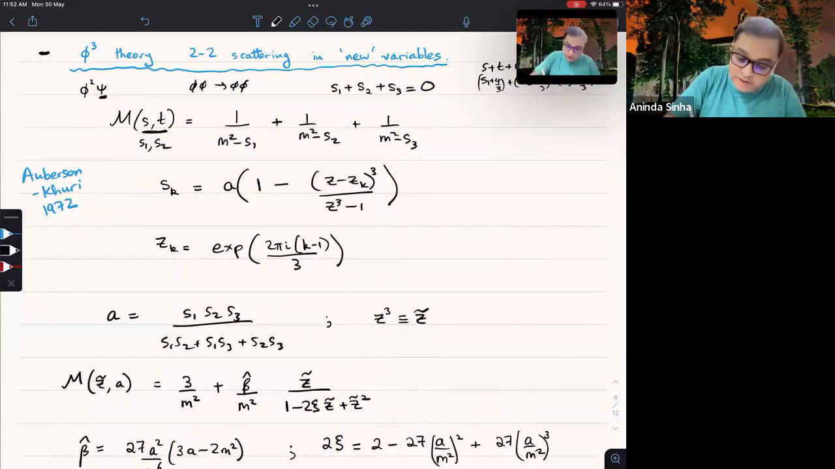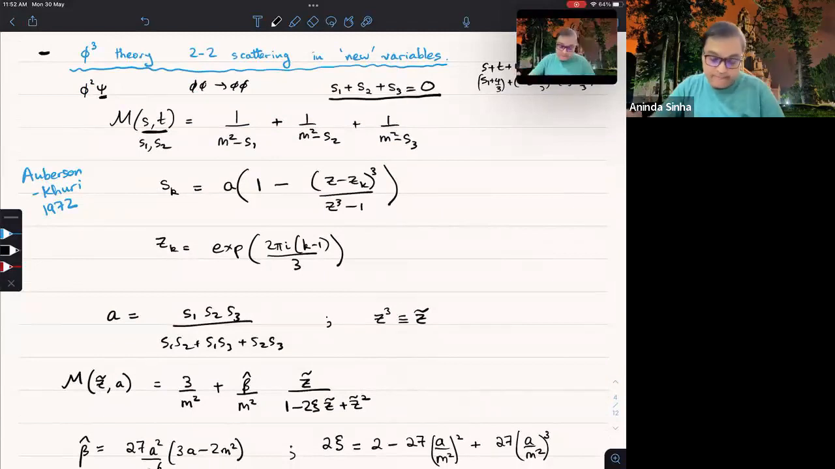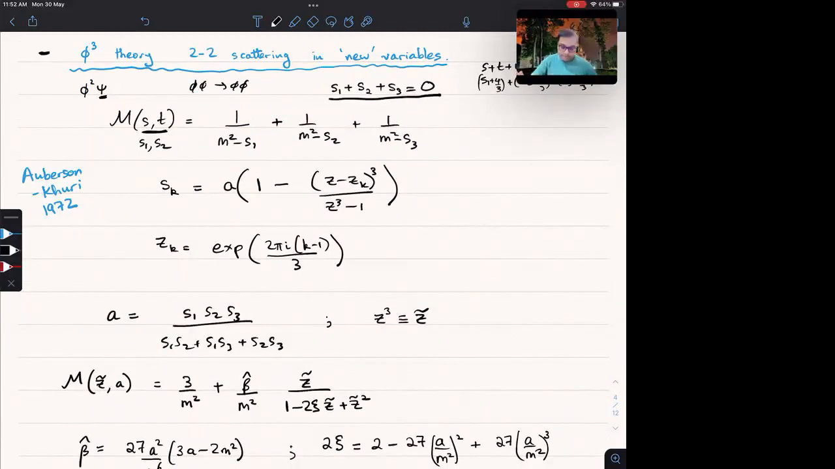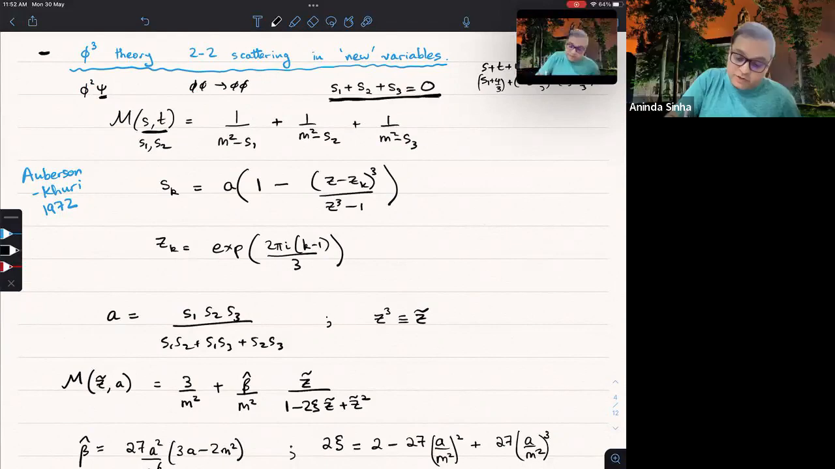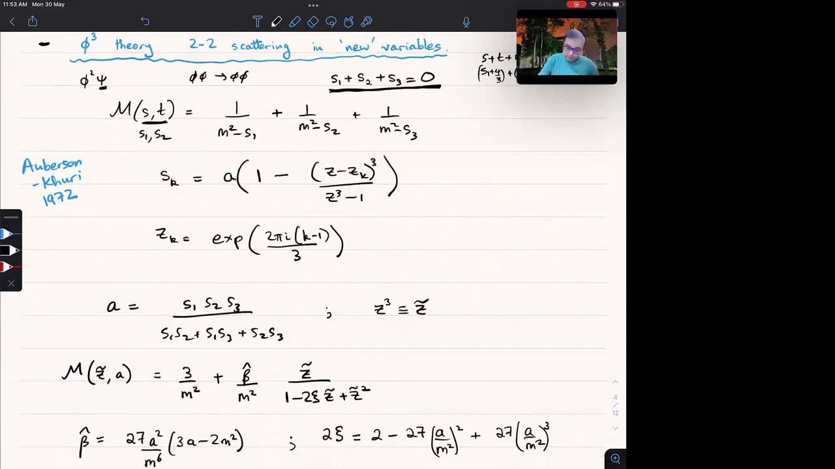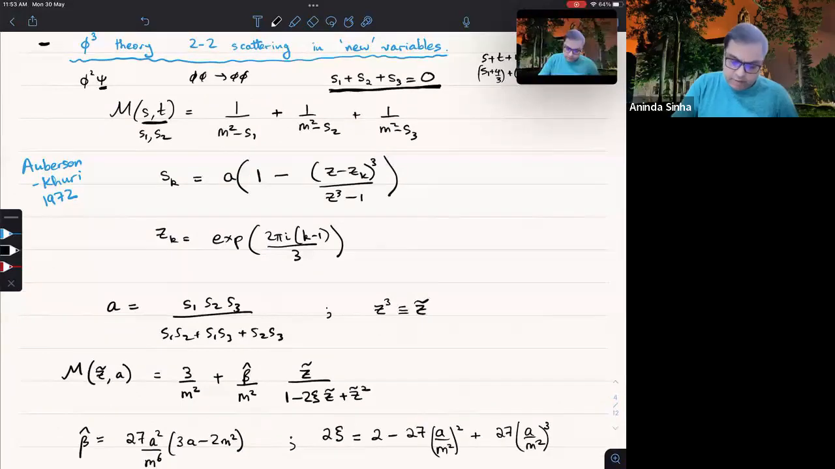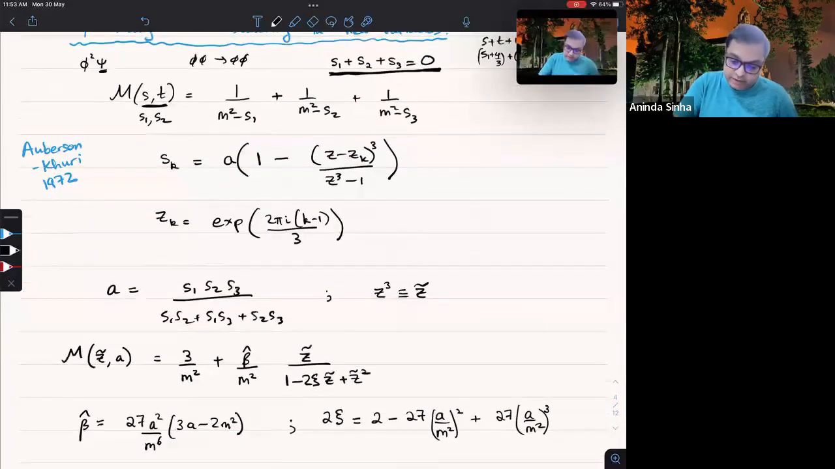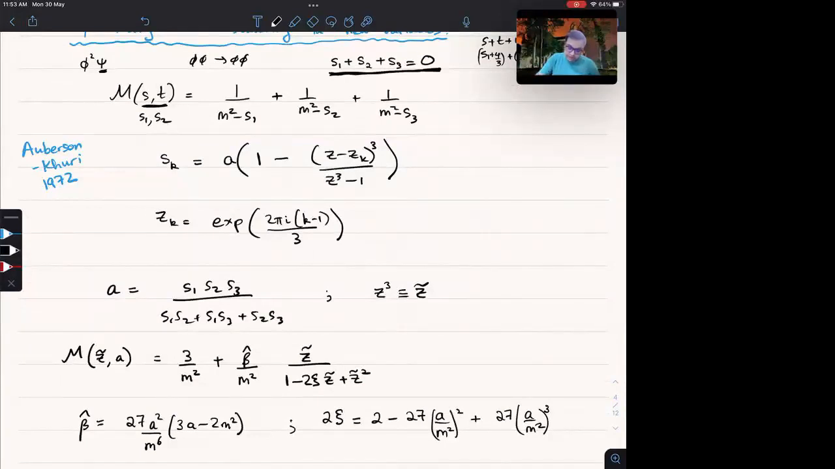Yes, but S1 plus S2 plus S3 is 0. Subject to the constraint that S1 plus S2 plus S3 is 0, yes. But when you expand this m z tilde a, I'm not expanding. This is an exact statement. So there is no expansion here. This is not an approximation. This is an exact statement. I do a change of variables. I go from here to here.